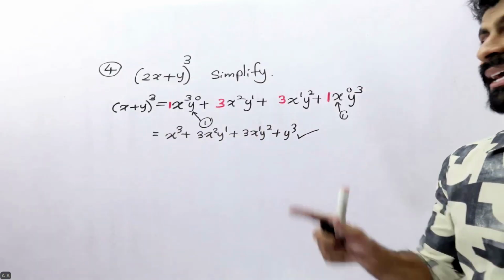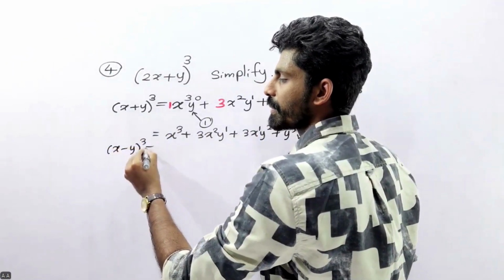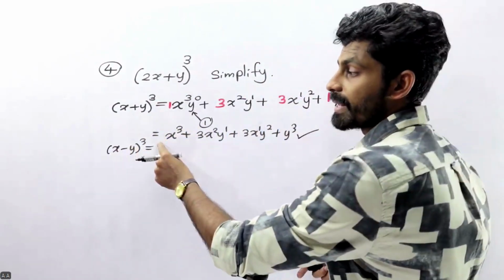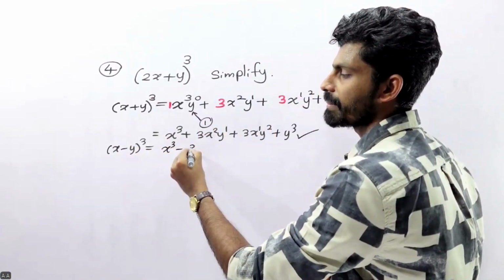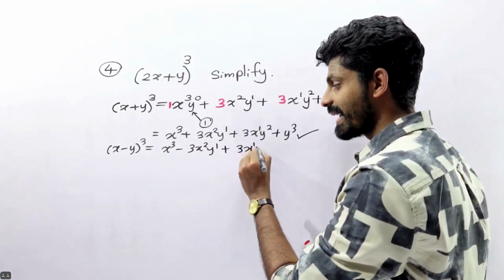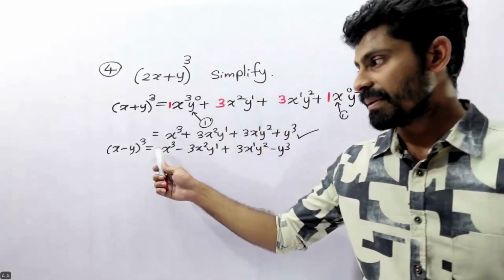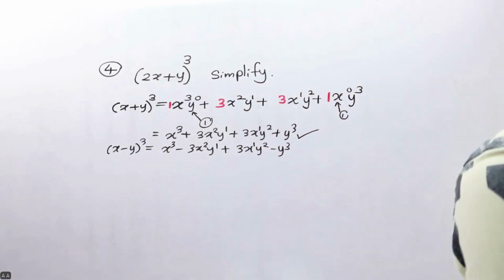This is the answer. If you have x minus y to the power 3, the answer is the same, but the signs matter: plus minus. X to the power 3 minus 3x squared y plus 3xy squared minus y to the power 3. Plus minus, that will be the answer.